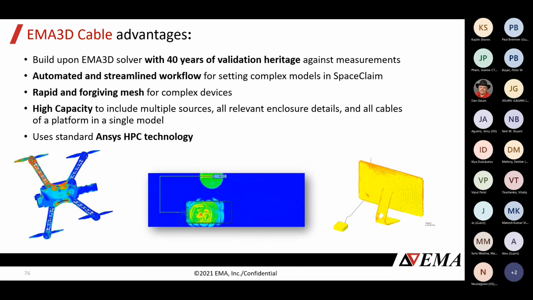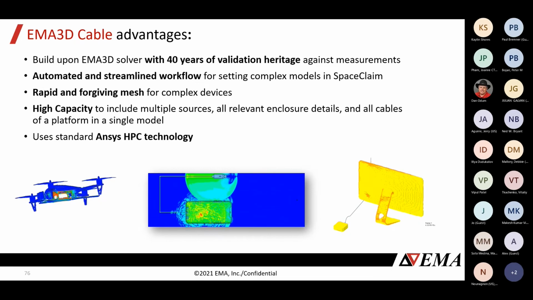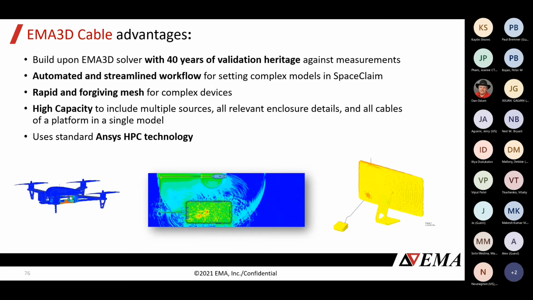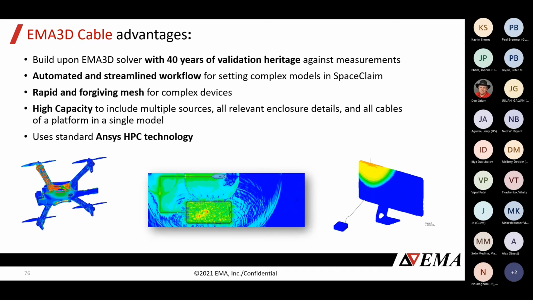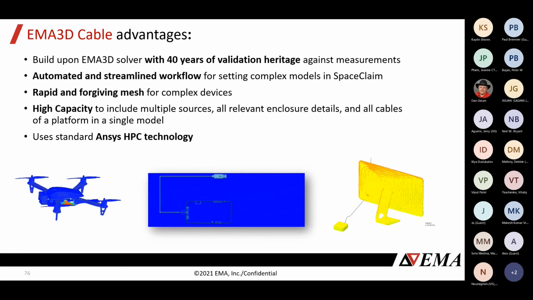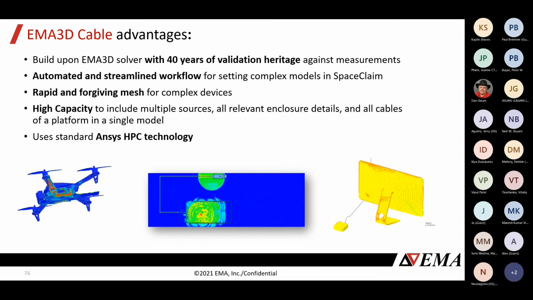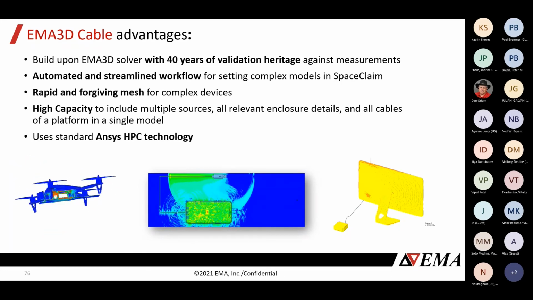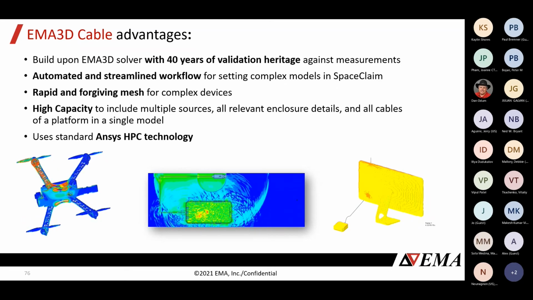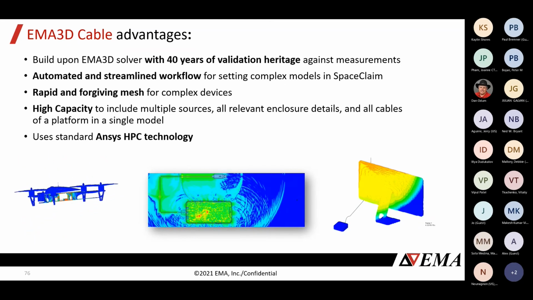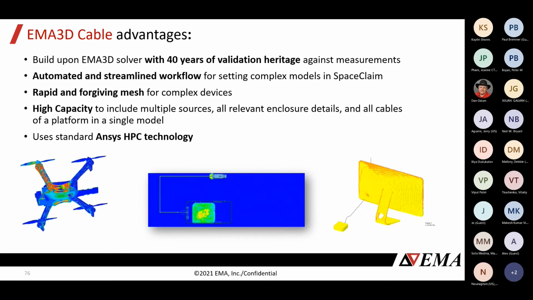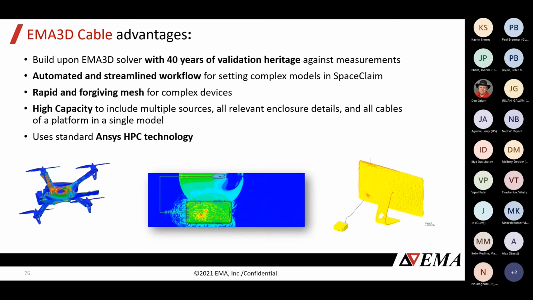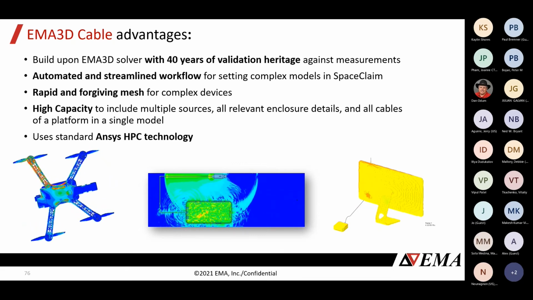It's an automated and streamlined workflow for setting up models using the SpaceClaim tool. Essentially, it is the shortest path from importing the mechanical CAD to a working EM model. Because we have the forgiving voxel mesh and the very straightforward method to specify cables, it's going to take the shortest period of time to build a complex model. Again, it's a rapid and forgiving mesh. So we have the minimal amount of time cleaning and preparing the geometry. And we've got the capability to include multiple sources. So we can have multiple cards. We can have multiple cables that are exciting the problem so that we can have the full device operation considered. So when we look at radiated emission, we know we've got all possible contributions to those emissions.